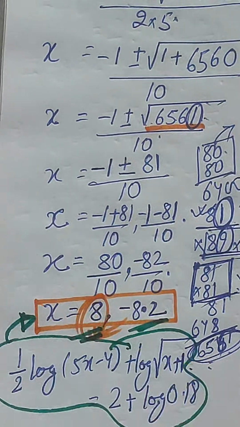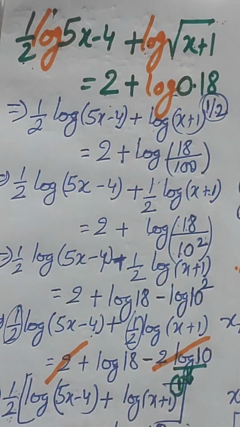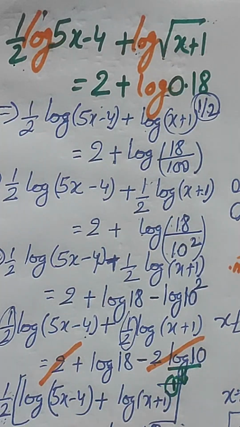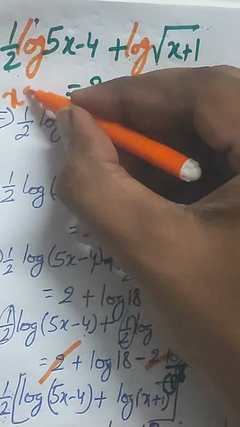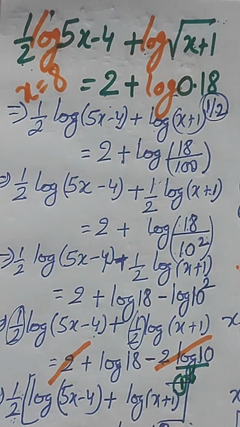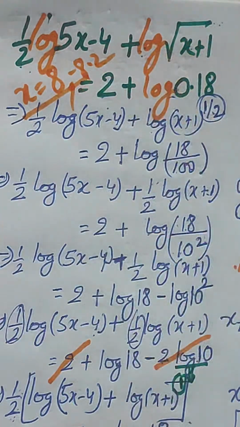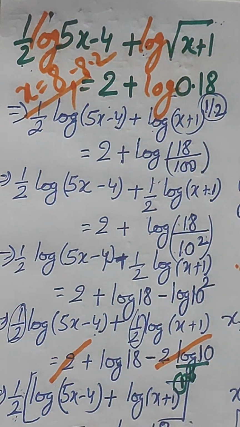So students, in this way we have solved this question. Let me write x equal to 8 and minus 8.2 for the solution of this. So this was the question which we have solved. We have our answer x equal to 8, right? For this question we have x equal to 8 and another value is minus 8.2. So in this way students we have solved this question.